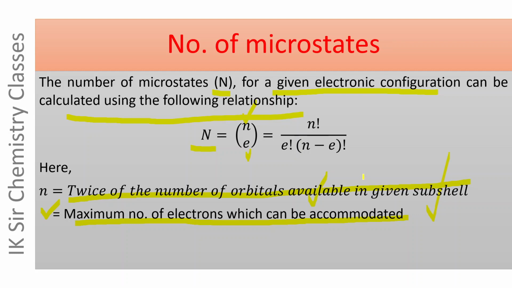In the d subshell, there are 5 orbitals and therefore n will be 5 into 2. That is, a maximum of 10 electrons can be accommodated in the d subshell. And E is the number of electrons. E electrons can be placed in n electron sites in these ways: factorial n divided by factorial E into factorial n minus E, and this expression gives the number of microstates.